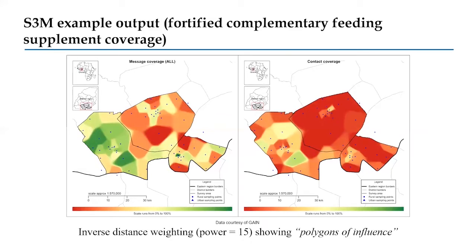Here we see it again. This is using inverse distance weighting, but the power we're using here is a very, very high power. And what this does is create polygons of influence. The boundaries between each of these polygons are the exact midpoint between it and the nearest sampling point in that direction.